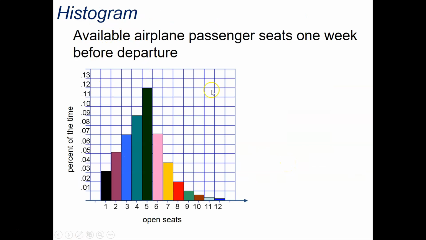Okay, so here's a more detailed histogram talking about airplane passenger seats available in terms of how many open seats there are and how close we are to the departure of that plane.